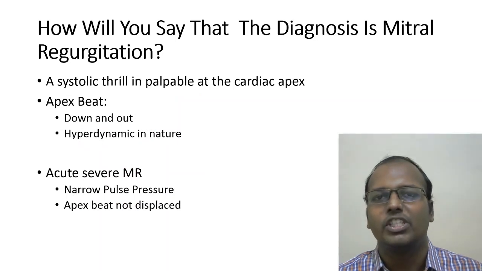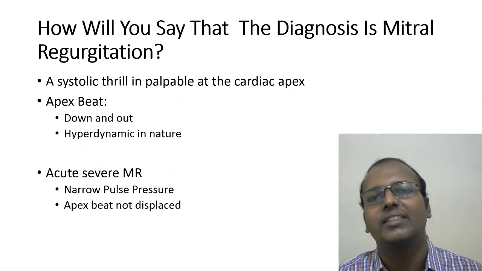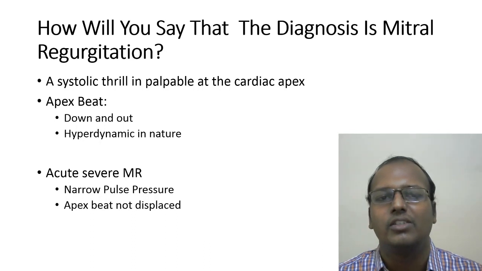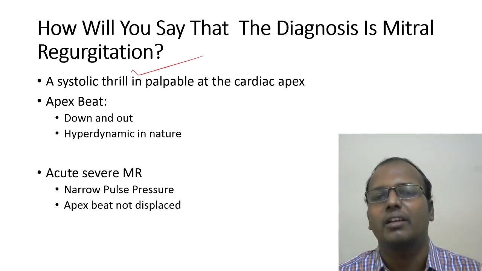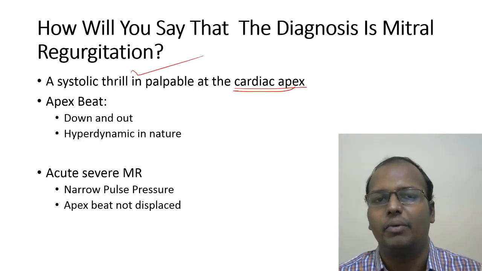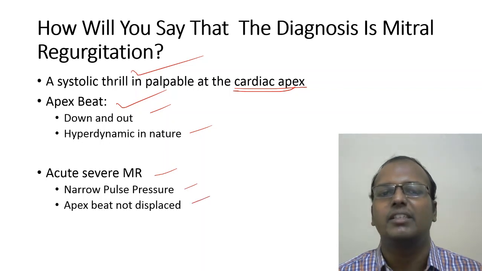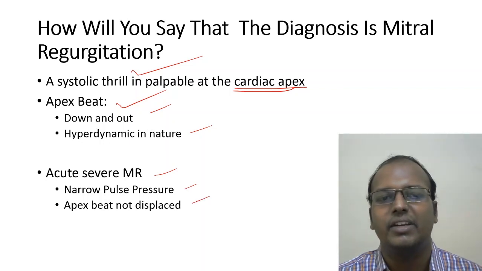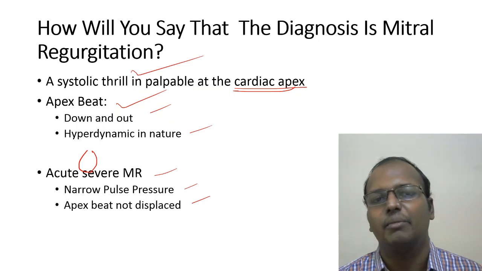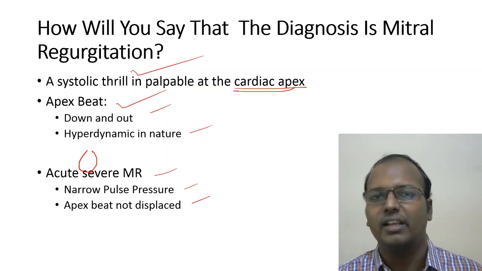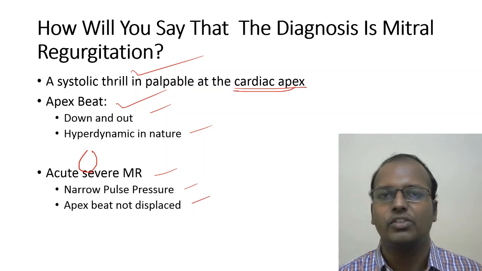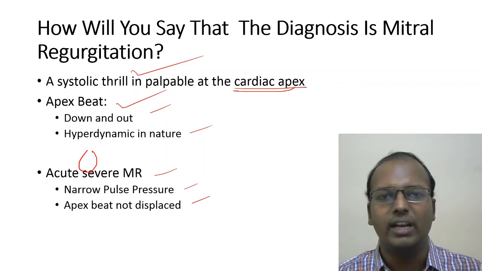So how will you say that the diagnosis is mitral regurgitation? Based on your clinical examination, you have to tell. Number one is a systolic thrill palpable at the cardiac apex. That is one favorable point. The apex beat will be shifted down and out and hyperdynamic in nature. In acute severe MR, there will be narrow pulse pressure and the apex beat is not displaced. So these are the characteristic differences between acute MR and chronic MR. Number one is the systolic thrill palpable in the apex. Number two is your apex beat displaced down and out.